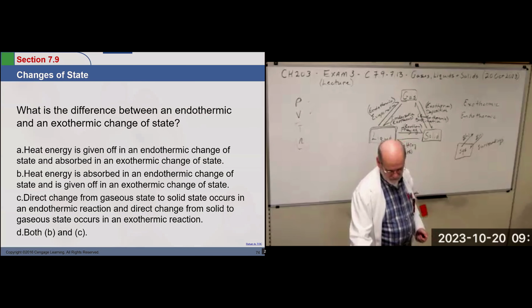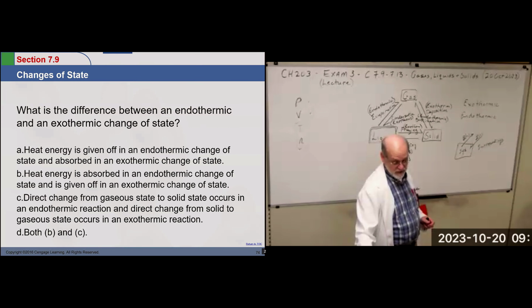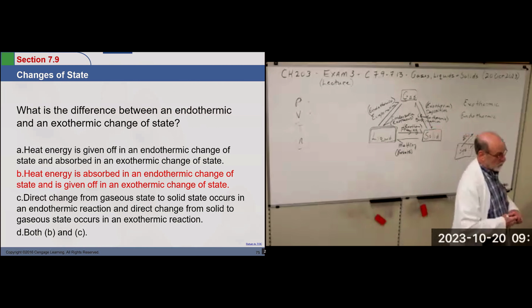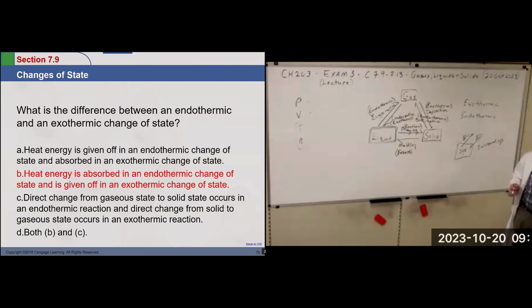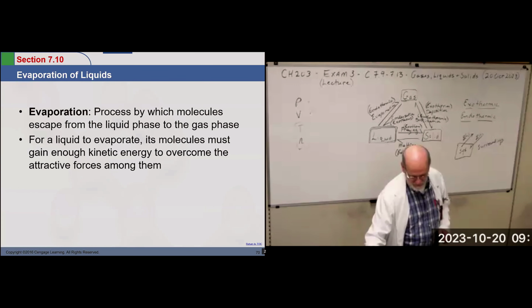All right. What's the difference between endothermic and exothermic change? Well, I always look at the words. If the words are chosen correctly when we name things, then we should be able to tell from the name what we're talking about. Right? Endo, into. Heat's going into the system. Exo, leaving. Heat's leaving the system. All right.